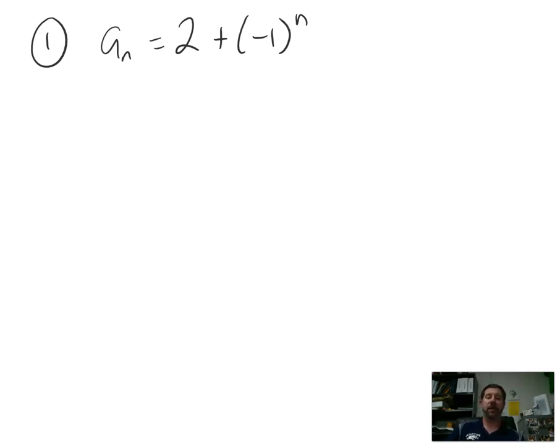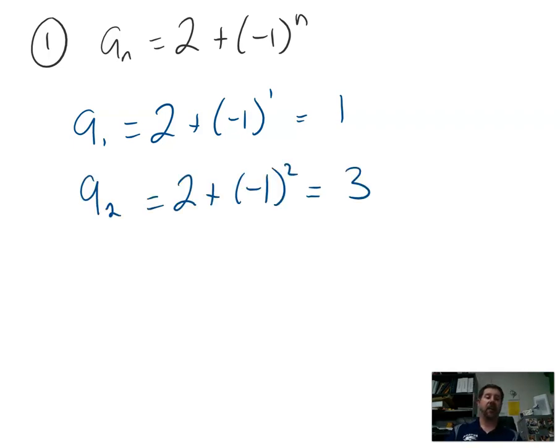On our first problem today, we are given an explicit formula because it's just a of n equals, and I want to write the first 4 terms. To do this, I'm going to find a of 1, a of 2, a of 3, and a of 4. To find a of 1, I plug in 1 for the n, and I get 2 plus negative 1 to the first, which is 2 plus negative 1, which gives 1. To find a of 2, I plug in 2 for the n. So this is 2 plus negative 1 squared, which is 2 plus 1, which equals 3.